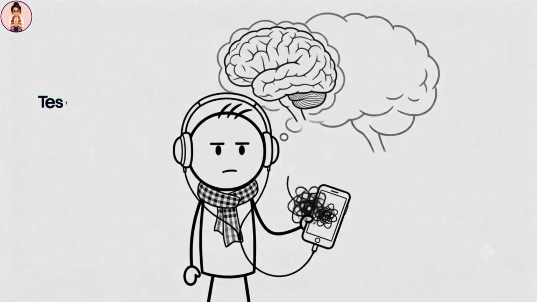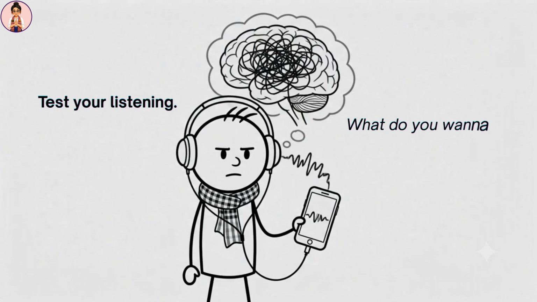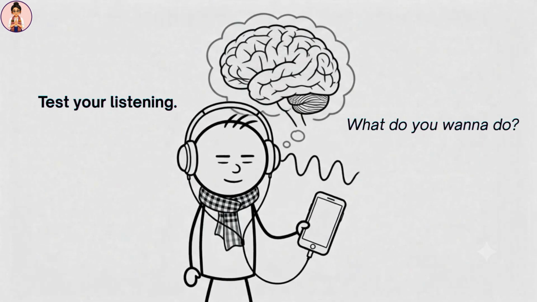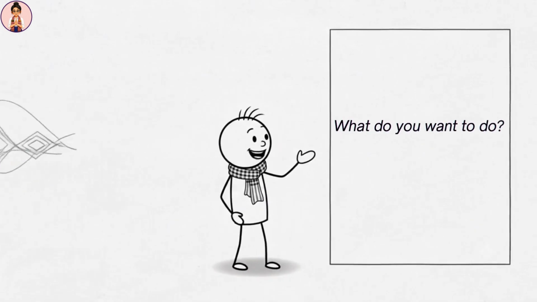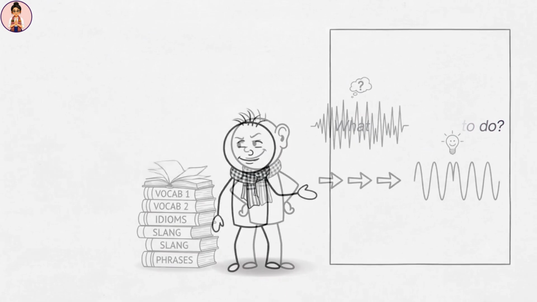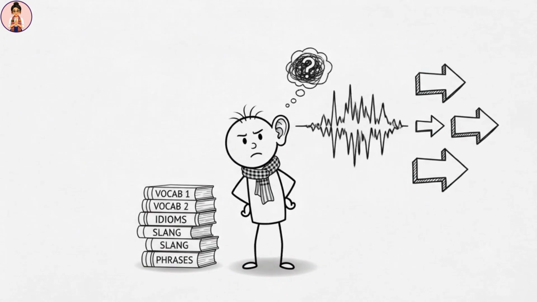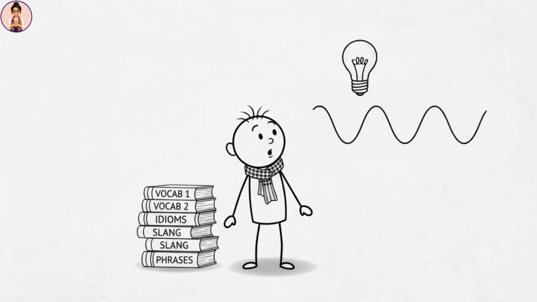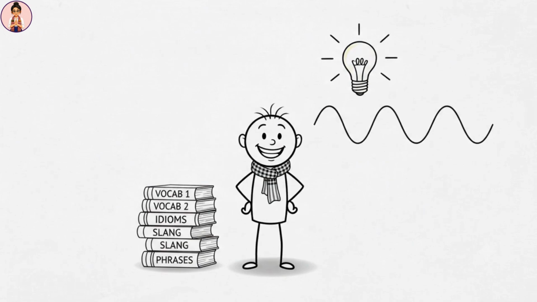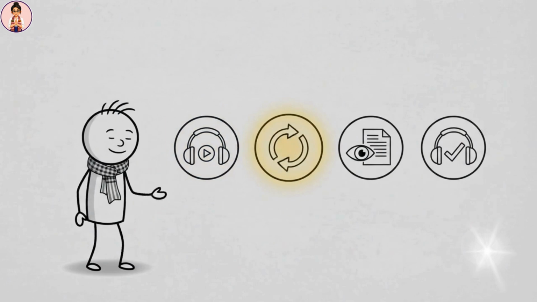Now, let's test your listening. Listen carefully. What do you want to do? Did you catch it? Let's hear it again. What do you want to do? The answer is, what do you want to do? You probably know every word, but in fast English, those words blend together. That's why native English can sound difficult. The problem isn't always your vocabulary. Sometimes your ears just need more practice. And the good news is, you can train that skill.